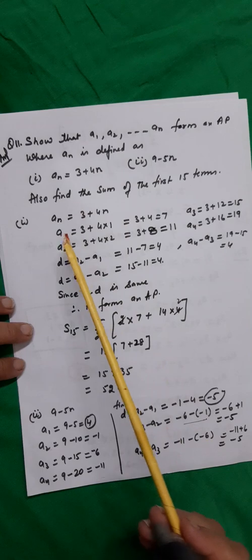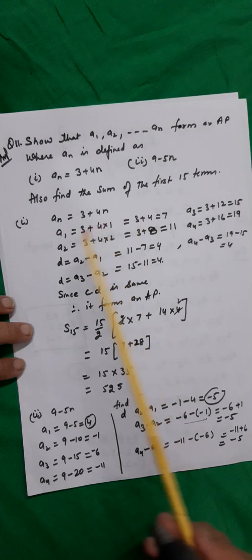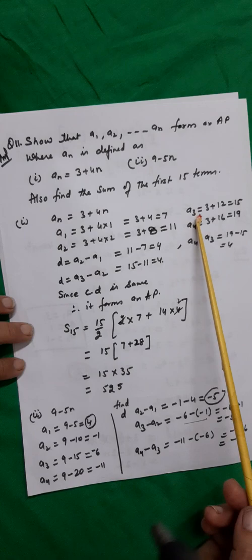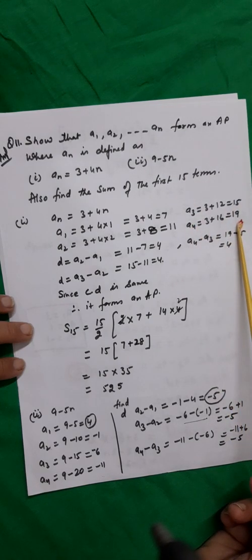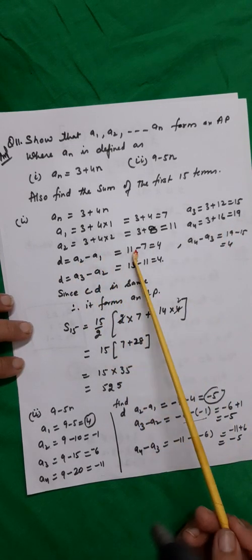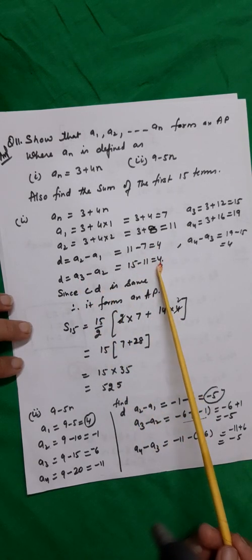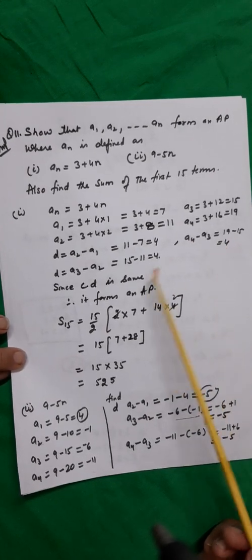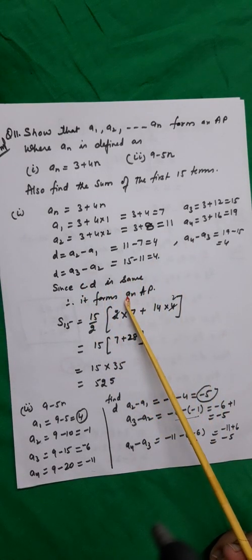the value of n. a1 will be equal to 3 + 4 into 1, that is equal to 7. a2 will be equal to 3 + 4 into 2, which is equal to 11. Similarly, a3 comes out to be 15 and a4 comes out to be 19. Now calculate d. d will be equal to a2 − a1, that is 4 here. a3 − a2, that is also 4. a4 − a3, which is also 4. So the common difference is the same, which means it forms an AP.